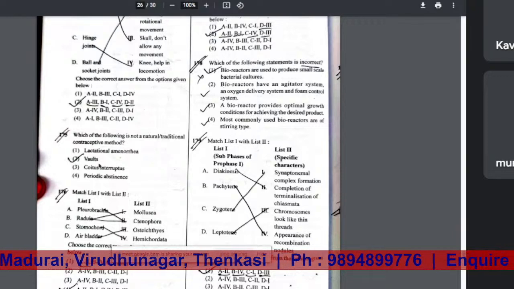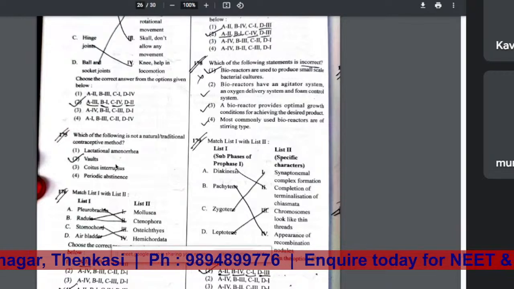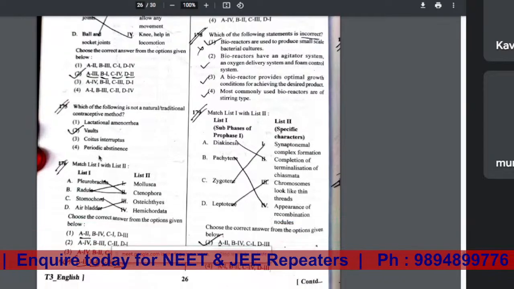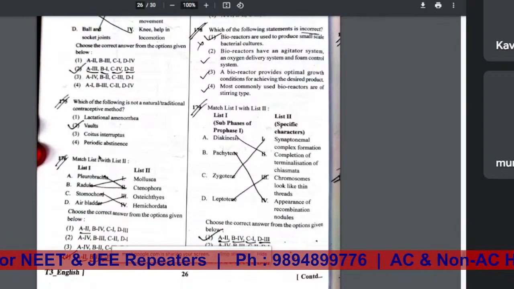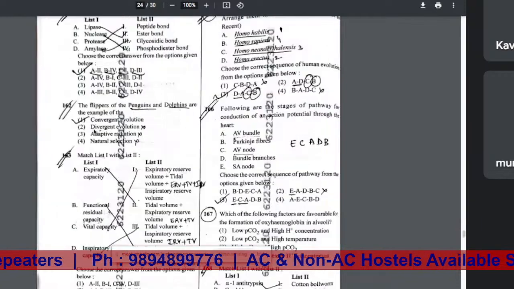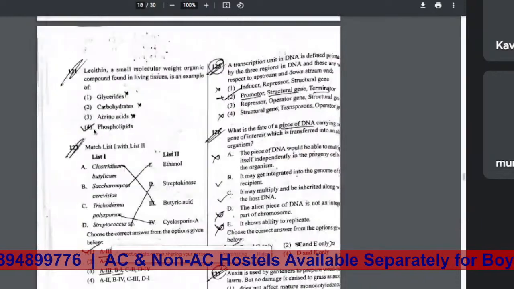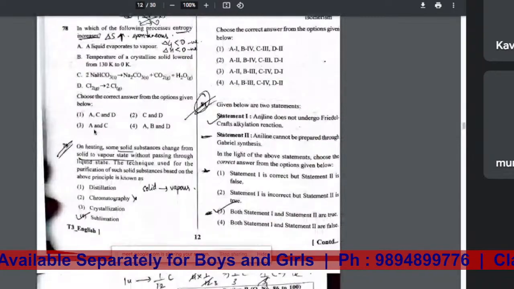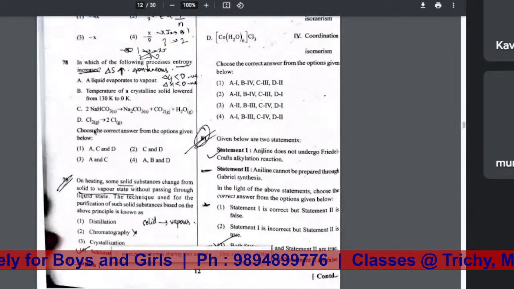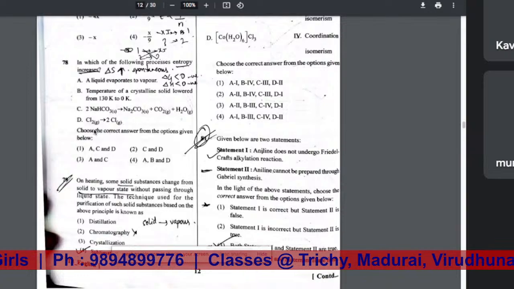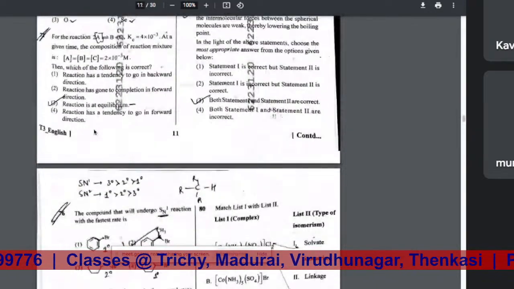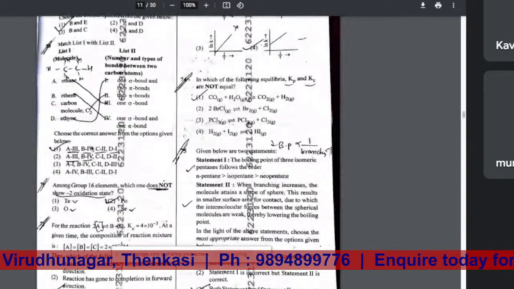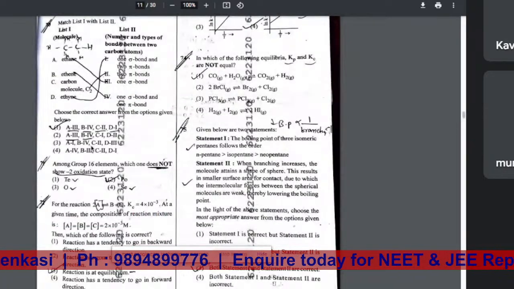Okay, so with this thing, we'll stop here. Over to chemistry sir. Chemistry sir will be discussing a few questions, and I'll come and discuss the questions from 176 to 200. Okay. Student, this is chemistry part now.